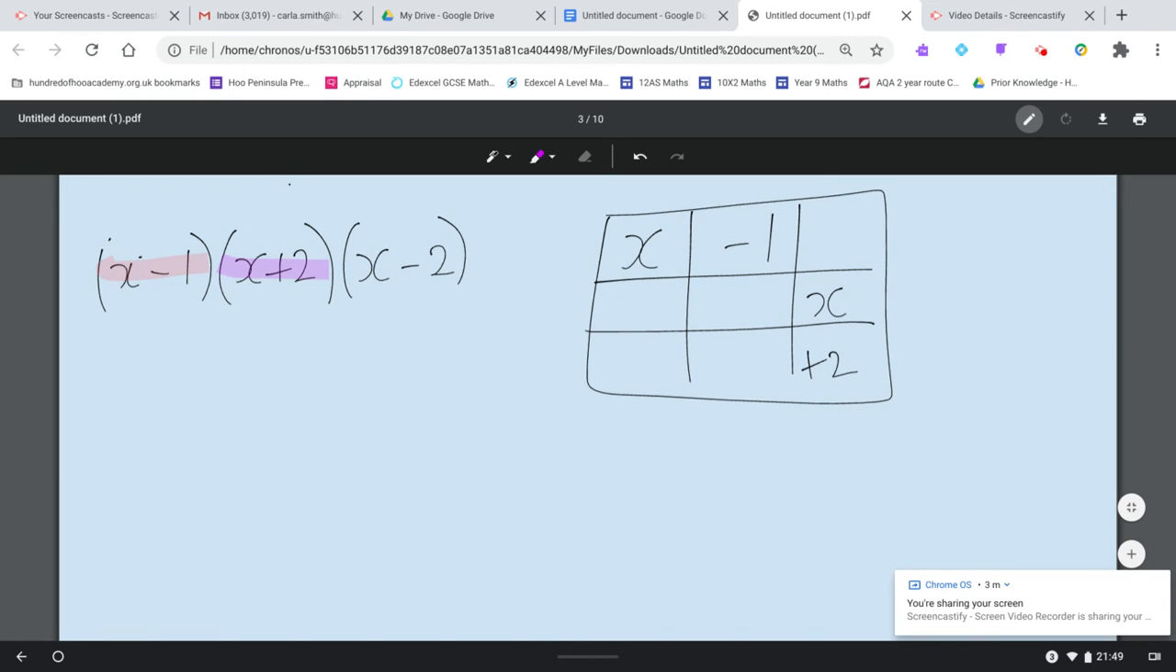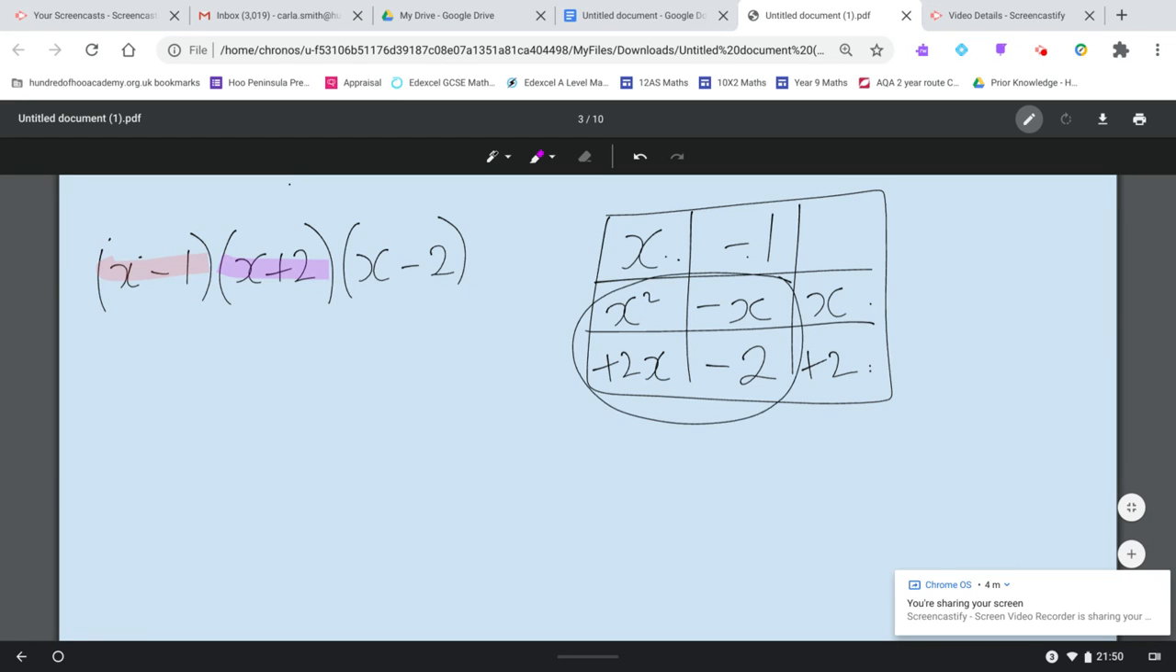And then we're going to multiply everything to get our answers. So x times x gives me x squared. Negative 1 times x gives me negative 1x, but we don't usually write the 1, so I'm just going to put negative x. X times positive 2 gives me a positive 2x. And then negative 1 times positive 2 gives me negative 2 in total. So this would probably get me a mark.